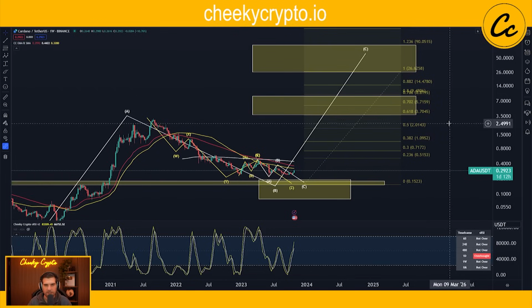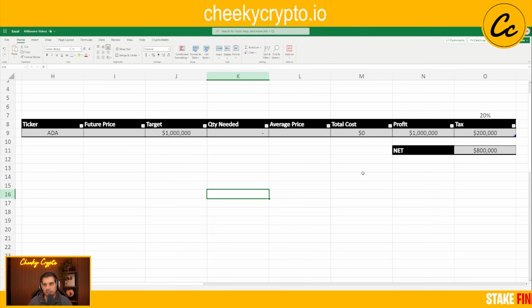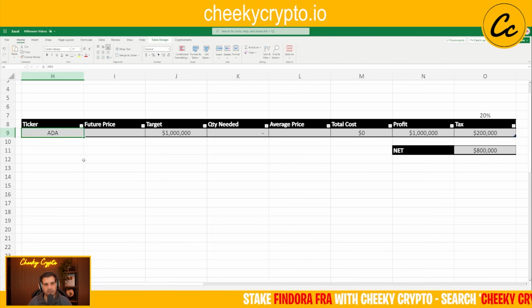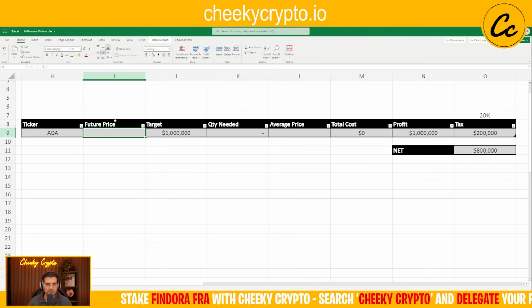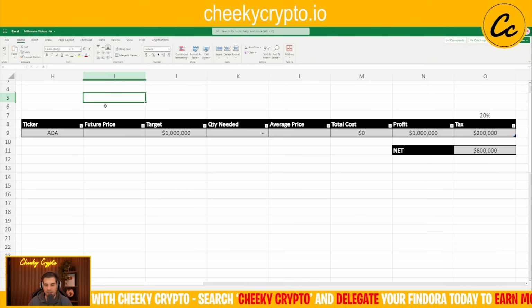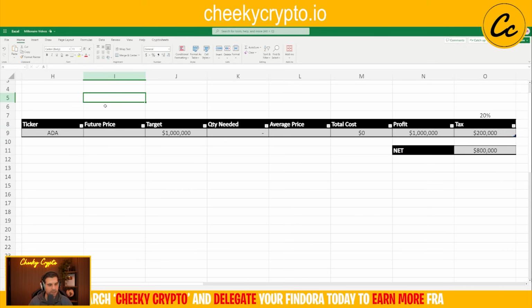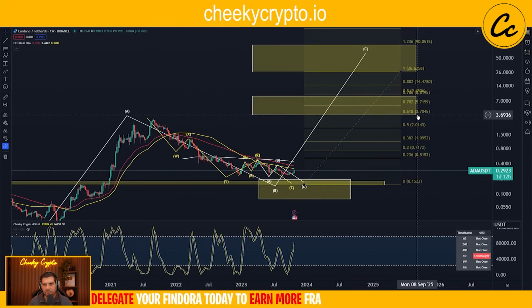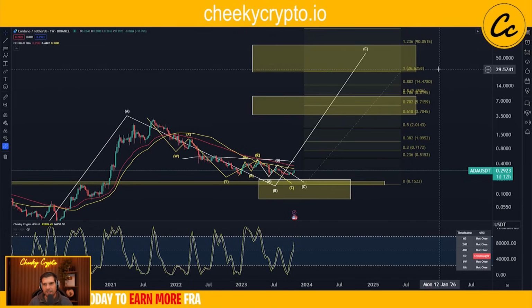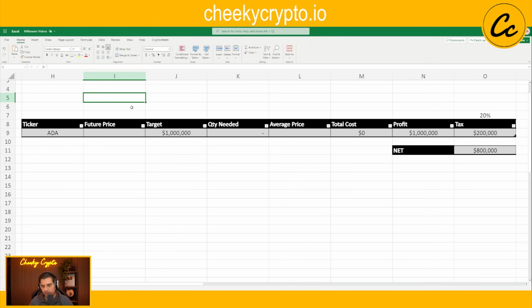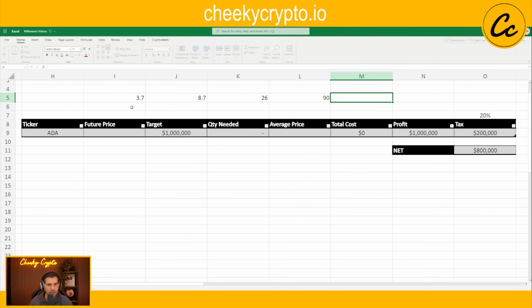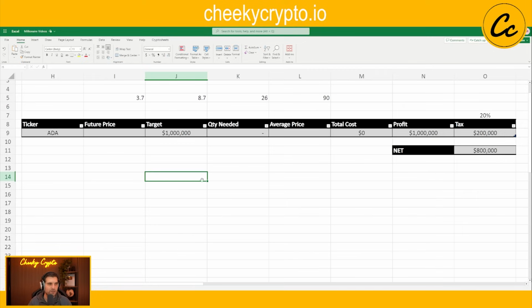So what we'll do is we'll bring up our spreadsheet here and we'll just start discussing a little bit when it comes to Cardano. So we have our ticker ADA, we have our future price targets. We've got 3 in mind, really. Actually, let's go back 1 second. $3.70, $8.70, and $26. Okay, and we'll give our wild card at $90 as well. So we have $3.70, $8.70, $26 and $90, right? So those are the 4 price targets that we have.